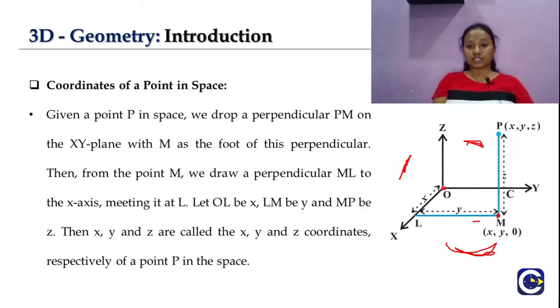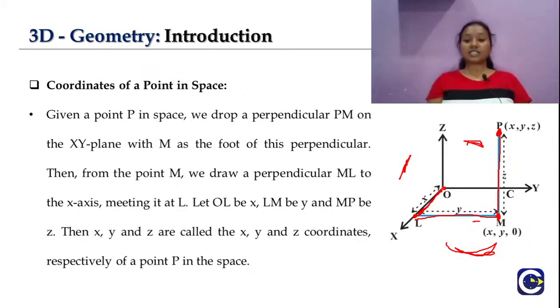So this is the origin here. This is the point in the space. And if we drop a perpendicular, it will be falling in the xy plane at a point M. Again, if we are dropping a perpendicular, it will be meeting the x-axis at point L. Right. So then OL is the x coordinate and ML is the y coordinate and PM is the z coordinate. Because here the axes which we have taken, this is the x-axis, this is the y-axis, this is the z-axis.